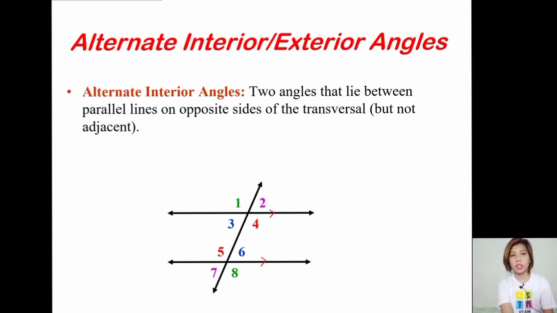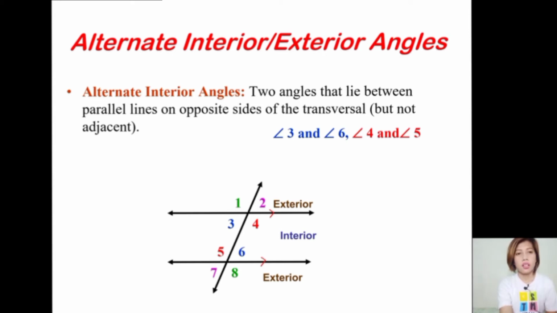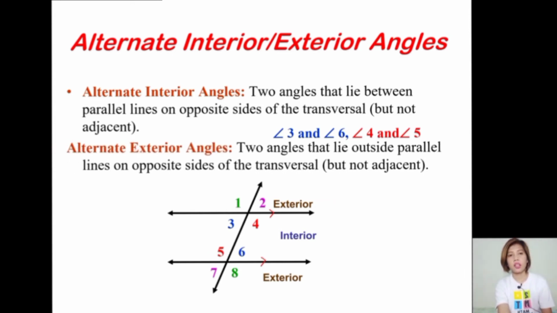At dapat hindi rin sila magkatabi, hindi rin adjacent. So, anong angles sa diagram natin ng alternate interior angles? They are angles 3 and 6, and then angles 4 and 5. So, yan po yung alternate interior angles. Kasi, they lie inside or in between the parallel lines here, and then opposite side pa sila ng transversal, tapos hindi rin sila magkadikit.